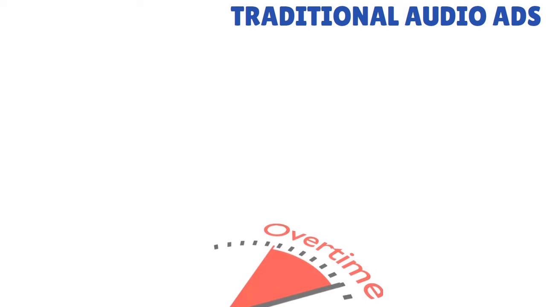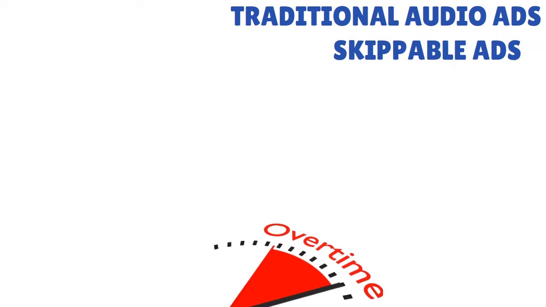You have traditional audio ads. You have ad sequencing. You can tell a story through multiple ads over time, and many use it to create brand awareness and end the sequence with a compelling call to action. And then you also have skippable ads.